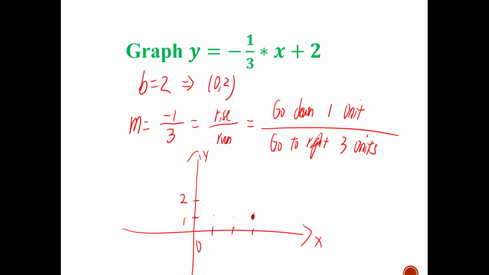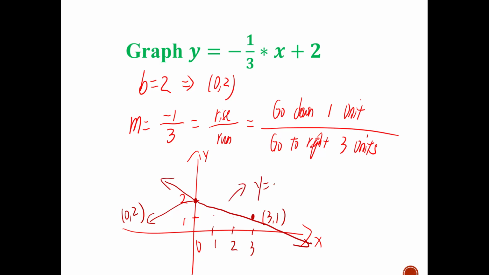Stop here. So the first ordered pair we have is (0, 2). The second ordered pair will be (3, 1). This point and this point. Once you have those 2 points, connect them and extend in both directions, and you've got it. So we get a line which is y equals -1/3 x plus 2.